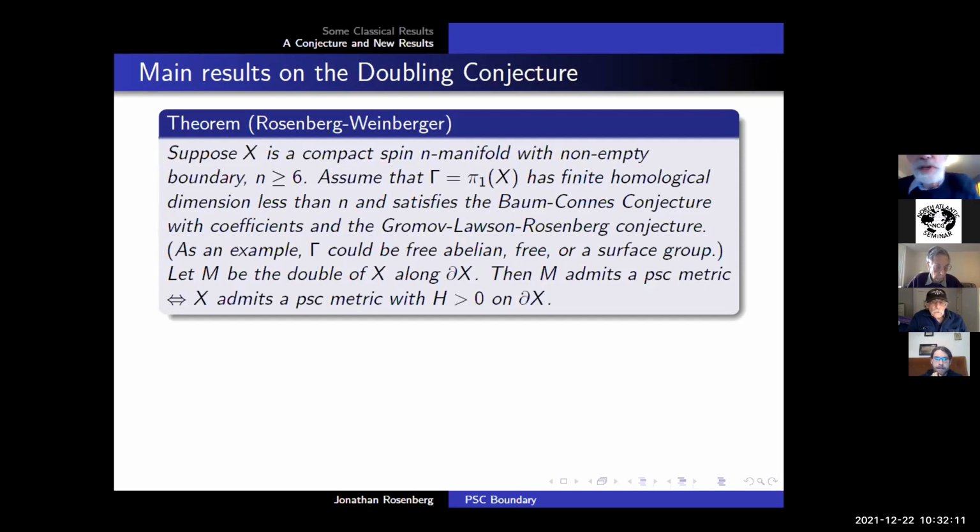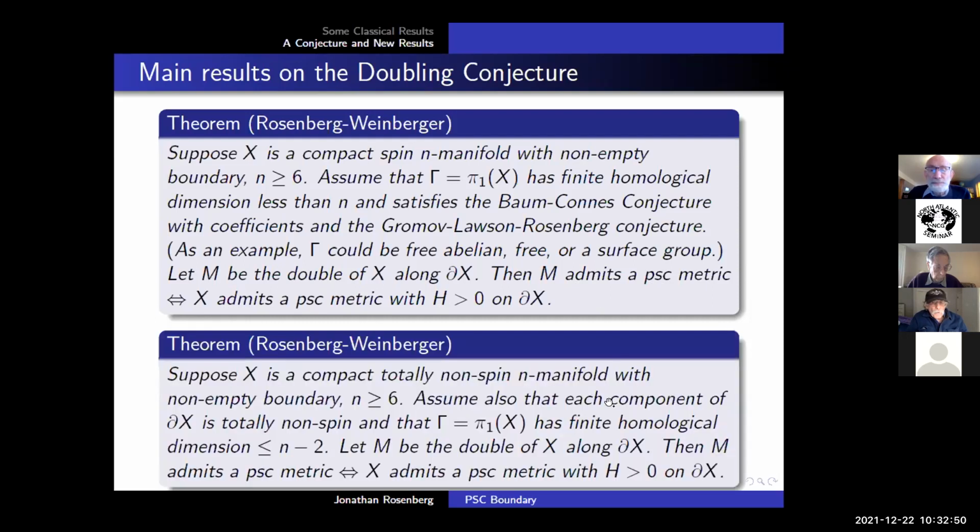So, I mean, those are somewhat strong conditions. As I said before, that pretty much rules out fundamental groups with torsion, but the fundamental group could be free abelian, or it could be free, or it could be a surface group, something like that. All right, now let's take the double of X along the boundary. So then the doubling conjecture holds. In other words, M admits a positive scalar curvature metric if and only if X admits a positive scalar curvature metric with positive mean curvature on the boundary. And there's a non-spin version of that also.